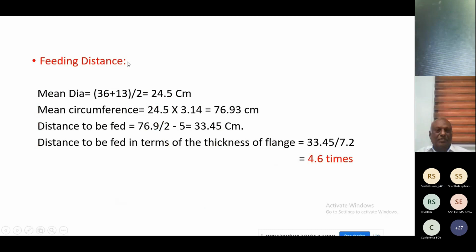Next, we have to check the feeding distance. Mean dia, that is 360 OD and 130 ID, mean dia is 24.5 centimeter. The mean circumference is 76.93. Distance to be fed is half of that, that is 33.45 centimeter. Distance to be fed in terms of thickness of the flange is 33.45 divided by 7.2. 7.2 is the modulus of the inscribed circle, taking into consideration the heating effect of the fillet. This is 4.6 times. This feeding distance is good enough.